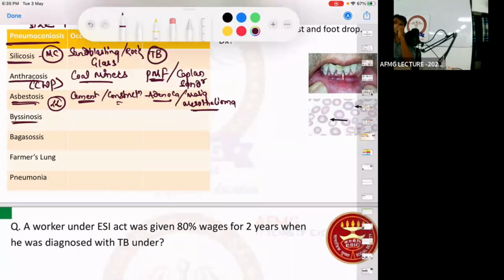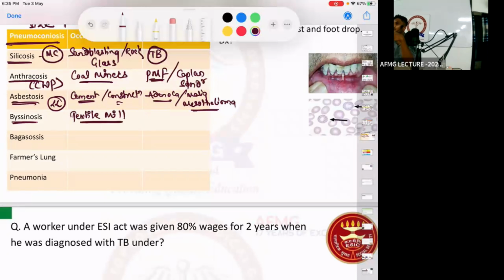Byssinosis. Byssinosis is due to exposure to cotton fibers, right? And cotton fiber exposure is seen with which industry? Textile mills. It is seen in textile mill workers.